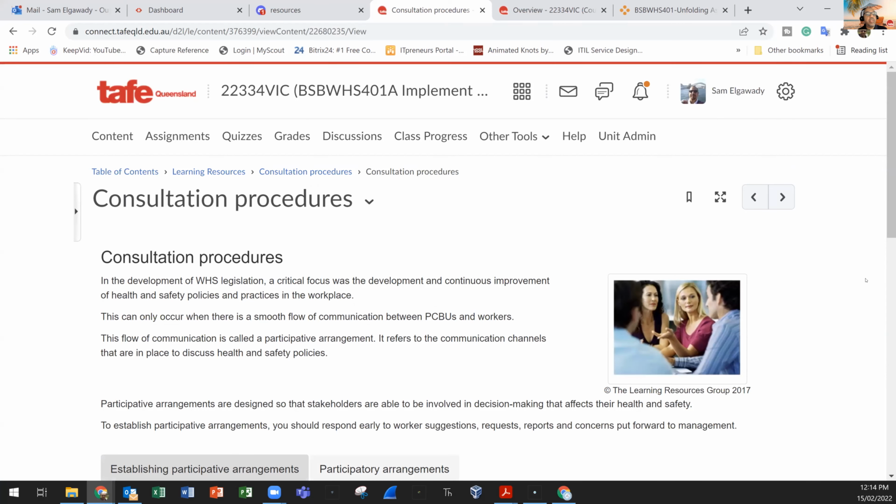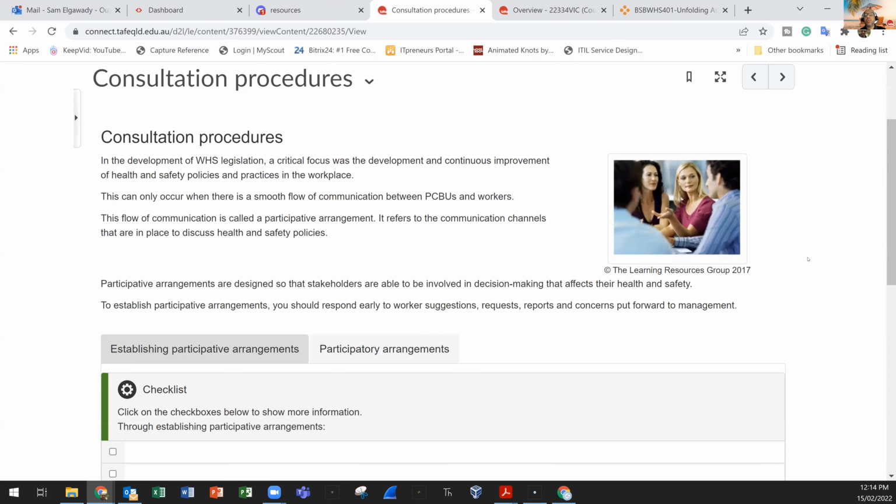Good. Consultation procedures. So what we are doing here, we are creating policies, procedures, practices. So we need to have smooth flow of communication between the PCBUs and workers, employers and employees. So this flow of communication, it's two-way communication.